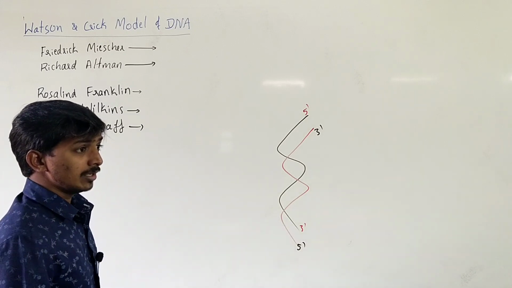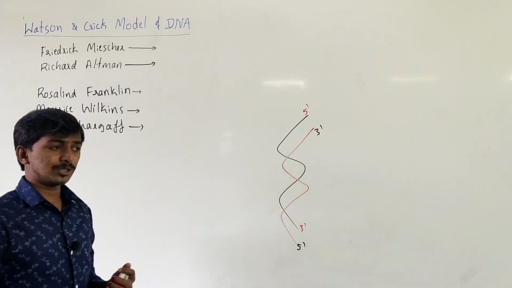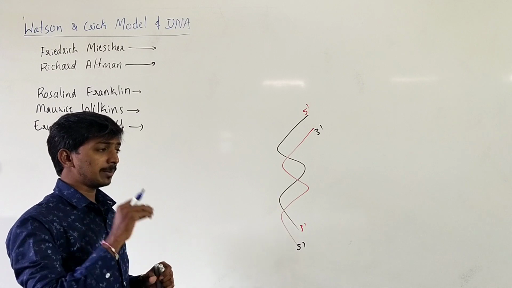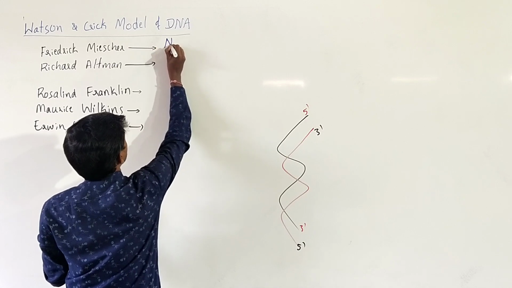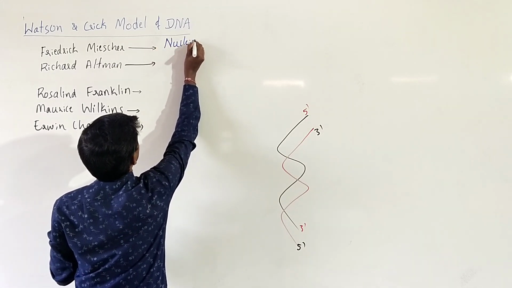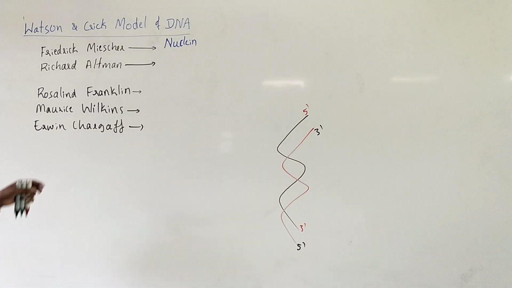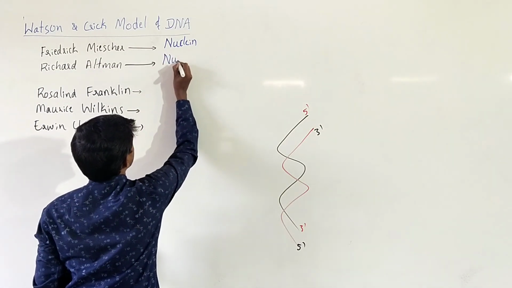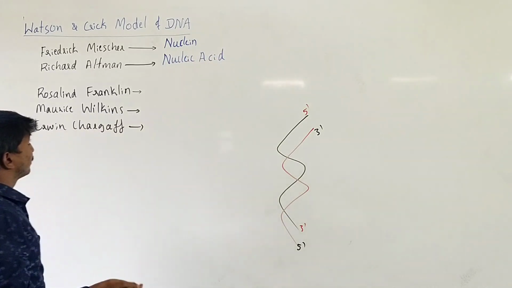In the first or second class of this chapter, we discussed that Frederick Miescher was the scientist who observed the pus cells as well as the fish sperm, and he named that substance nuclein. Later on, Richard Altmann renamed nuclein as nucleic acid.